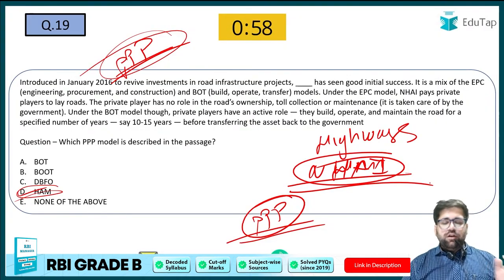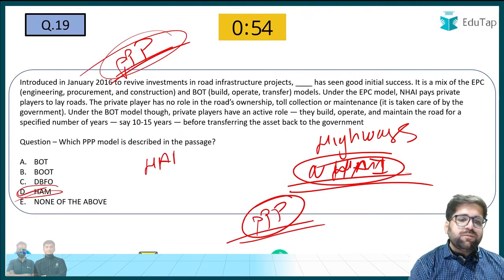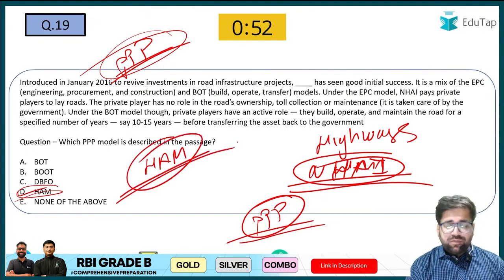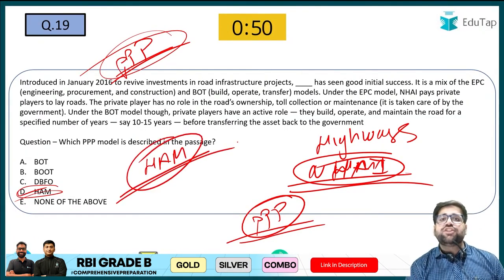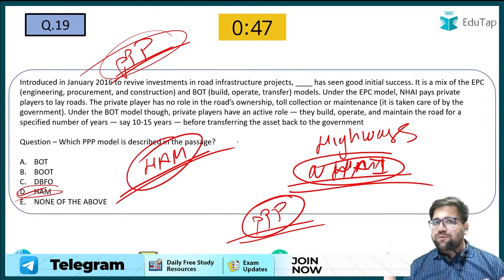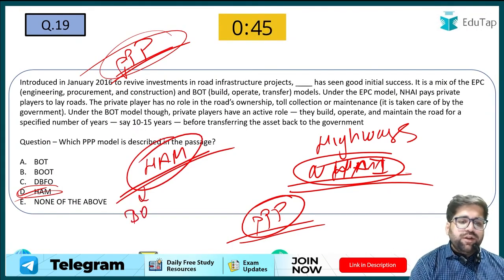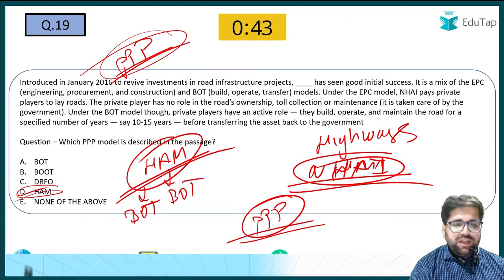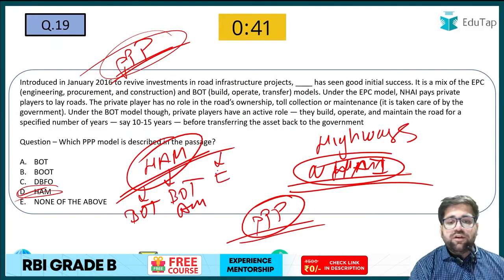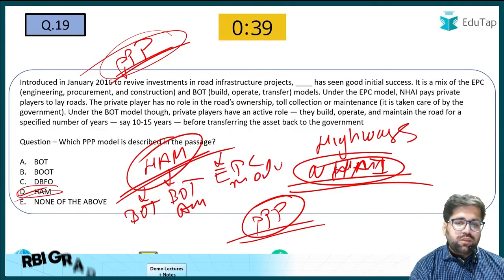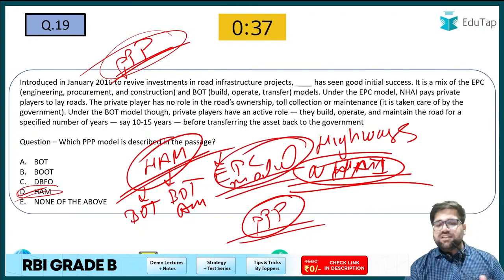because under this particular component, let's first discuss what is HAM. HAM stands for hybrid annuity model. Under this particular model, there is a combination of different models of PPP. We combine the BOT model, we also combine the BOT annuity model, and there is also one very important model which is the EPC model. Under the EPC model, first let's discuss what is EPC.